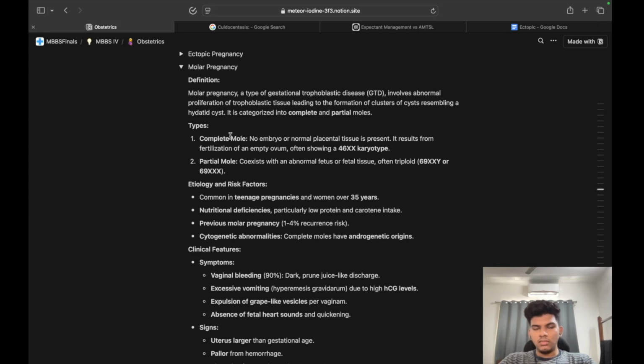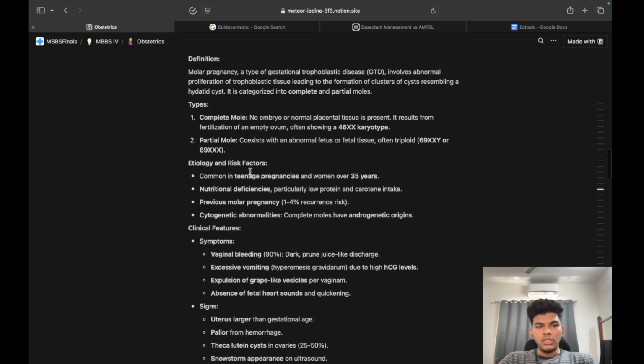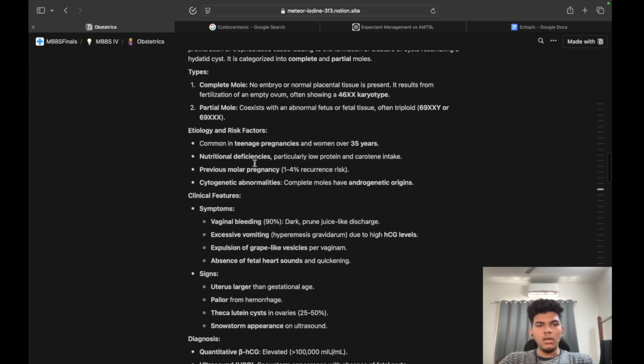These are the key points that you need to remember. Complete mole: empty, completely empty. But in partial mole, there is some amount of fetal tissue. A good way to remember is that partial mole contains a partial amount of fetal tissue. Partial moles will include either X or Y, but in this particular case, it is 46XX complete mole.